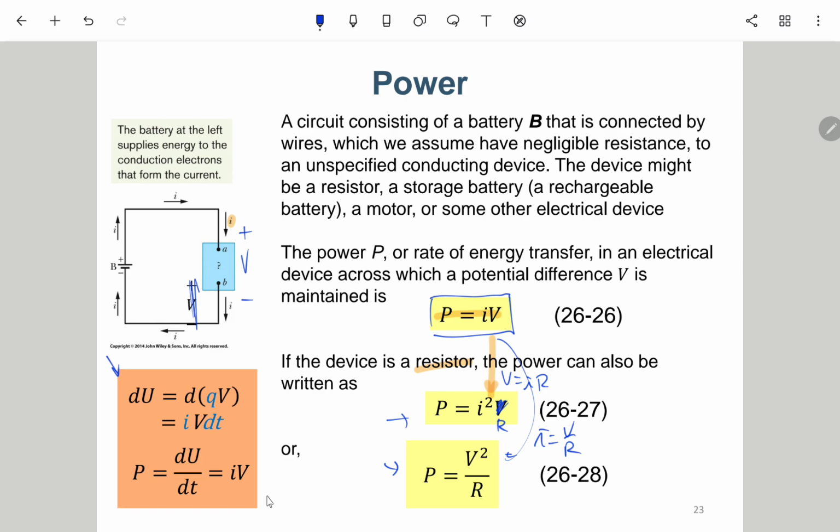The only things we use are U equals QV, a very basic definition, and I equals dq/dt. Only based on these two very fundamental definitions, P will be IV.